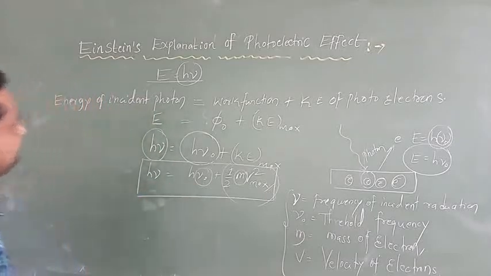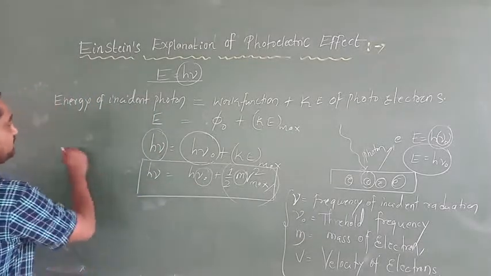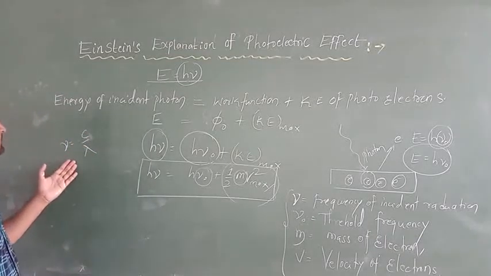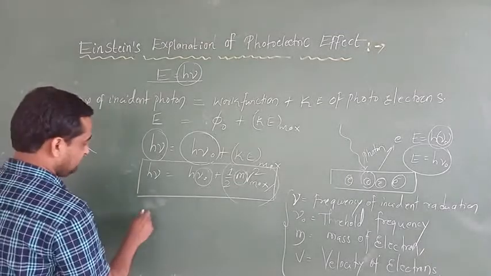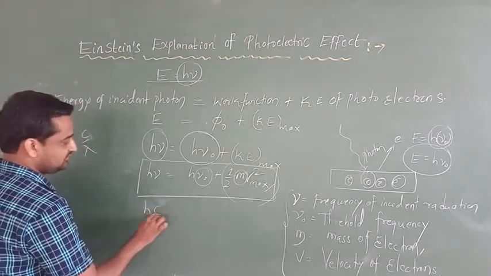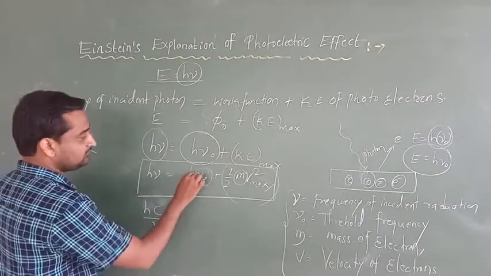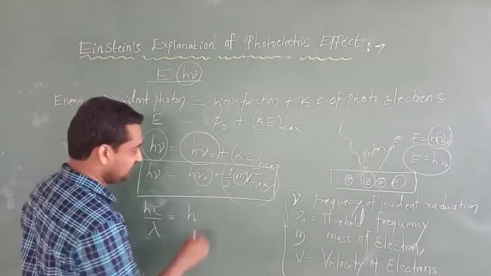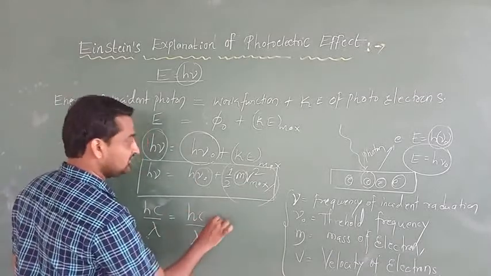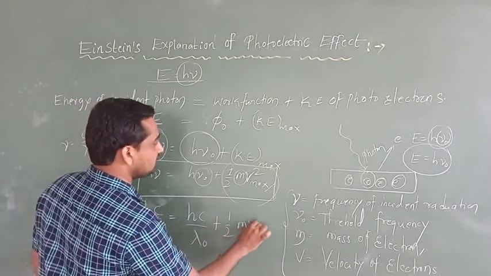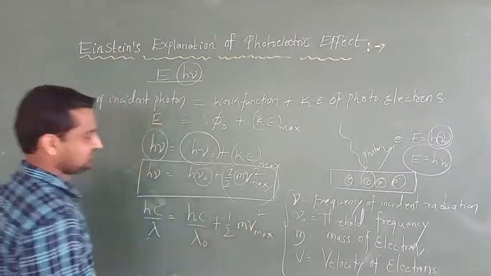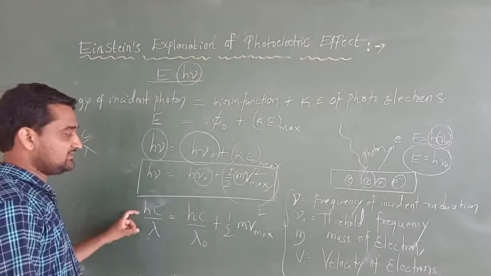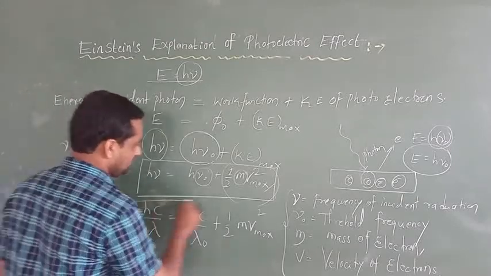And this equation we can write in terms of wavelength also. You know that nu is equal to c by lambda. This is the relation between the wavelength, frequency and c, the velocity of light. So here you can write h c by lambda equals h c by lambda naught plus half m v square maximum, where h is Planck's constant, and c by lambda naught is the threshold frequency in terms of wavelength, and half m v square maximum is the kinetic energy of the liberated electrons. All the energies mentioned here are in terms of joule.